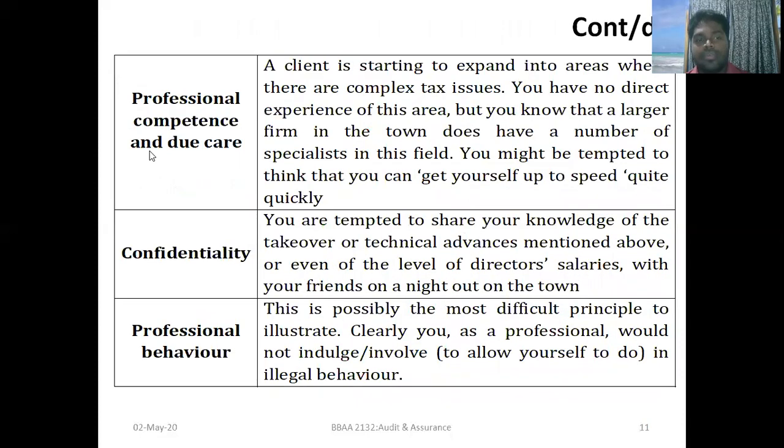The other one is professional competence and due care. What's the meaning of professional competence and due care? It clearly says the members should update their knowledge and skill. At the same time, they have to take care of their client company. This situation says a client is starting to expand into areas where there are complex tax issues.